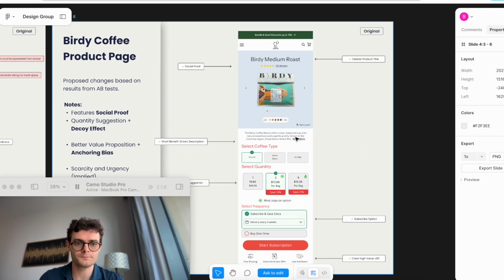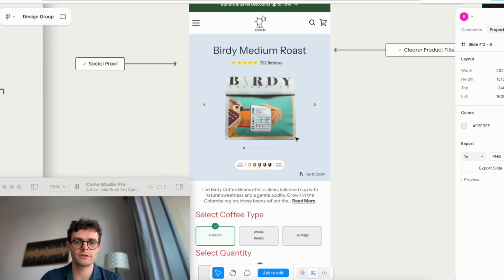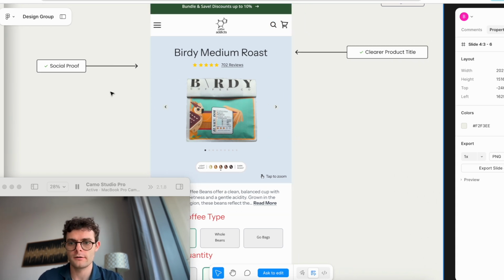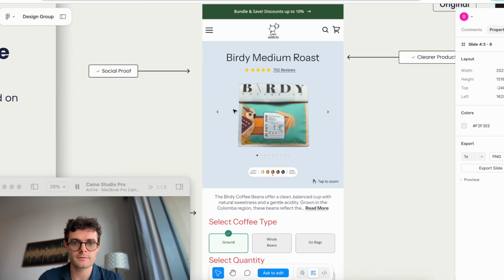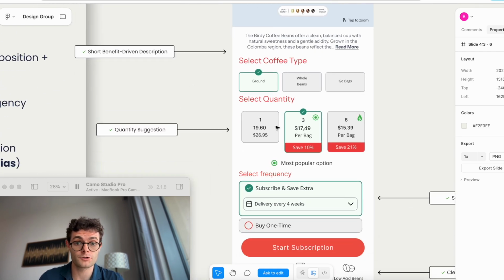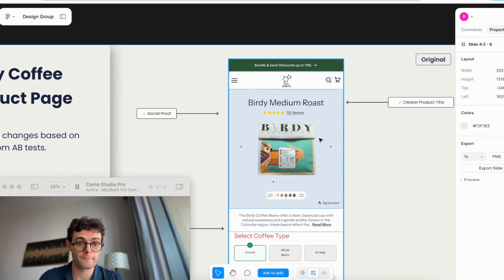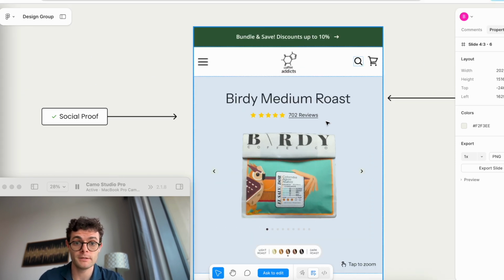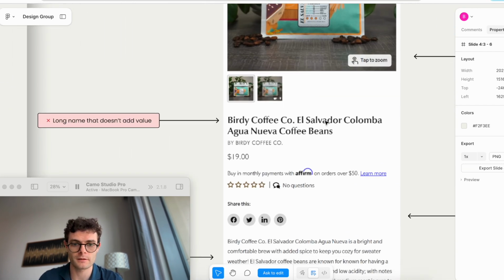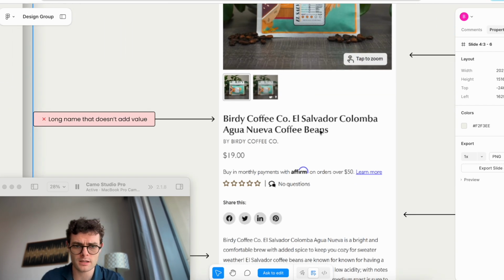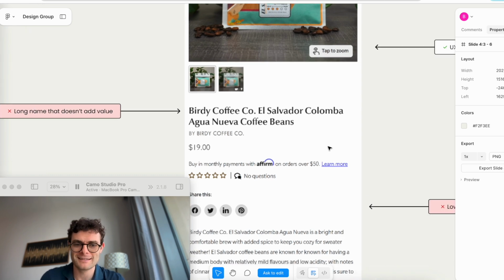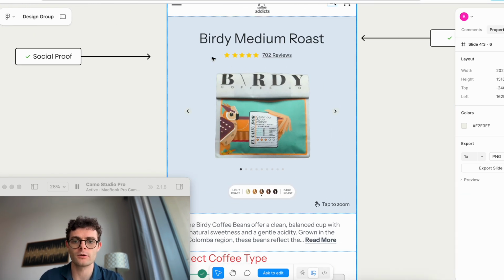So let's talk about the after section that we developed here on Figma, right? Now that we have the develop section over here, this is just a better section, I think. A better landing page, more transparent, looks better, the colors pop off, and let's go over why. Clear product title: Birdie Medium Roast. We're not looking at something super long. The Birdie Coffee Co., El Salvador, Colombia, Agua. Like, this makes no sense and it's not memorable. So easy to remember.